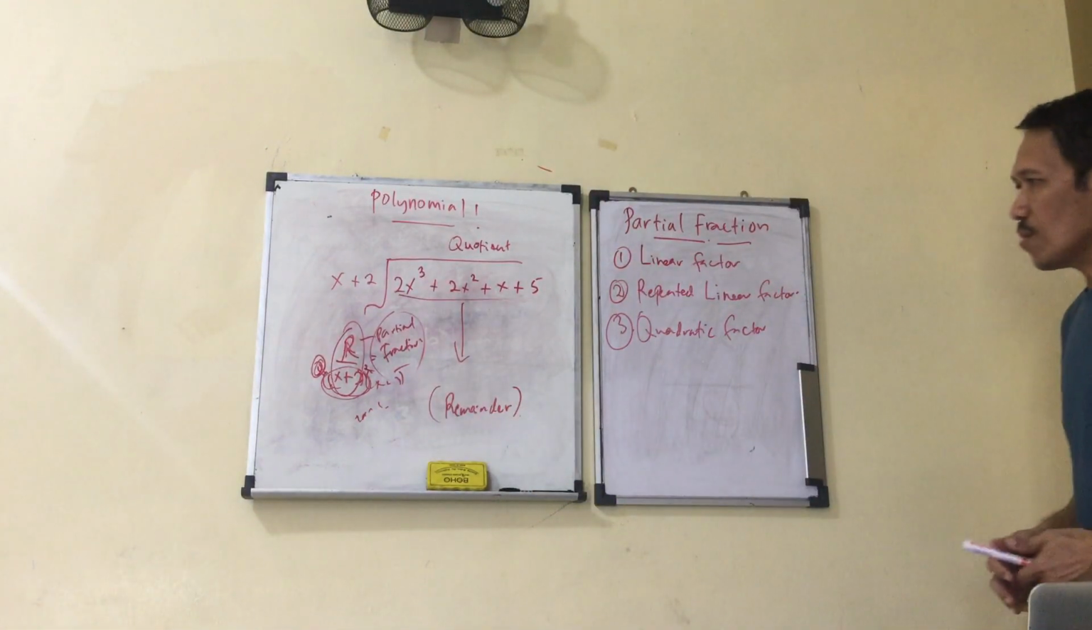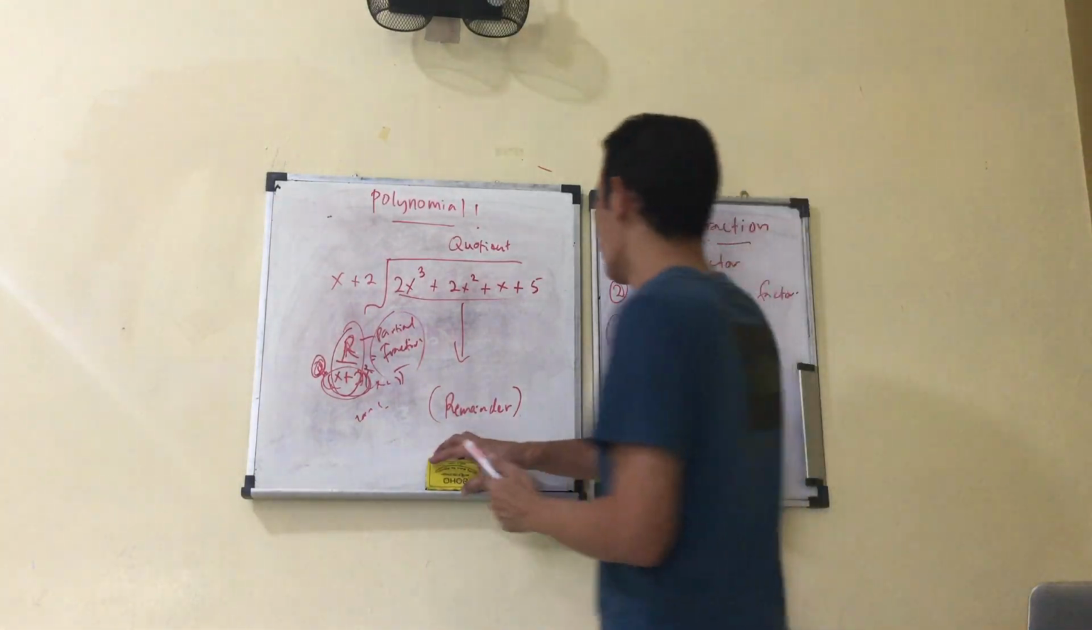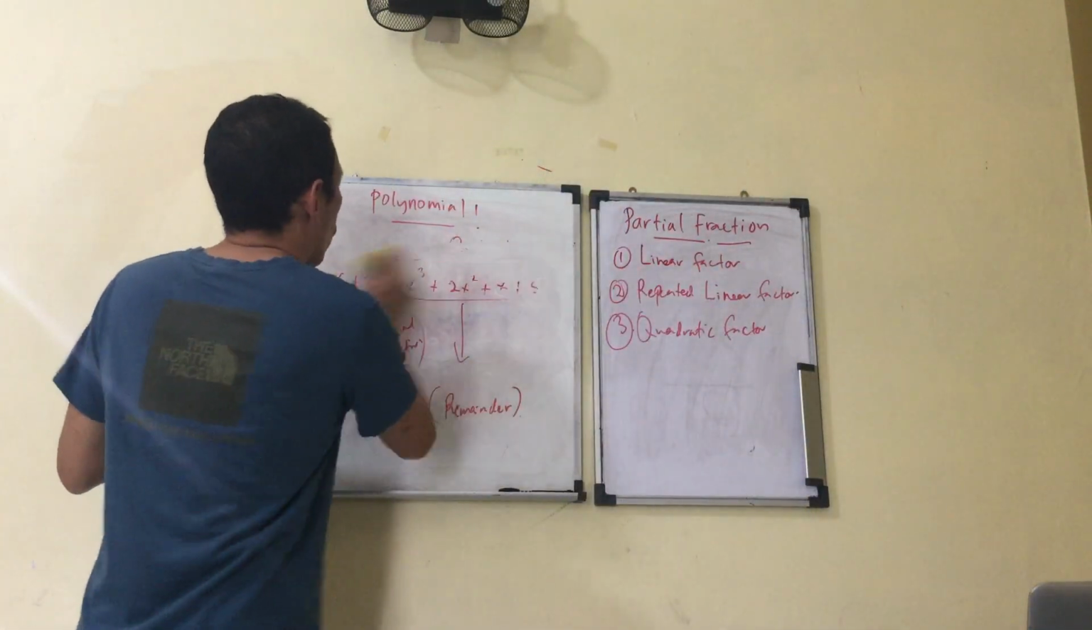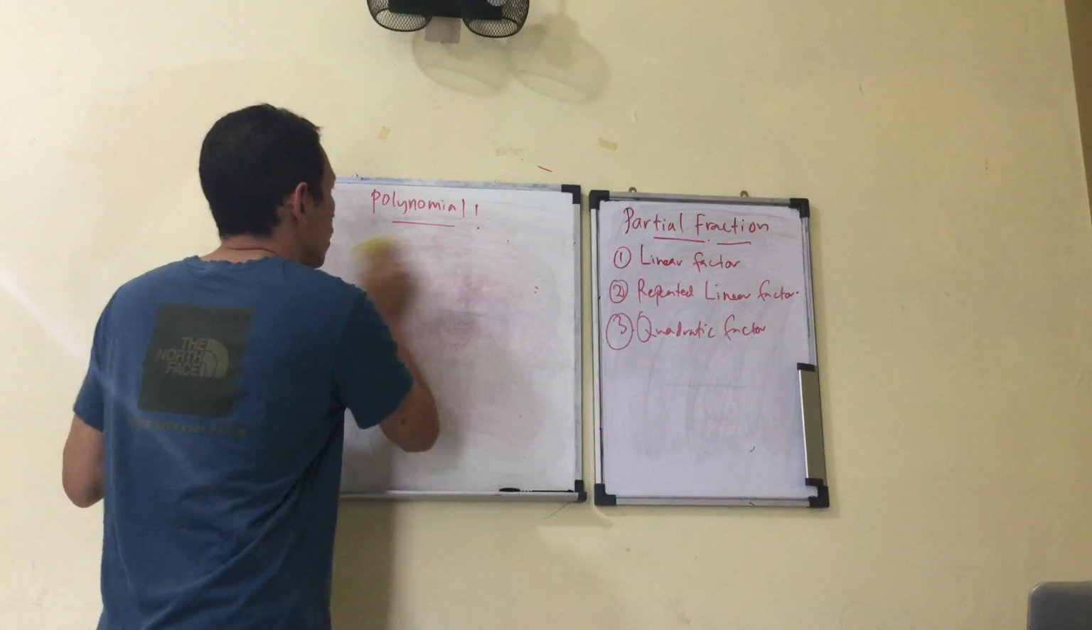Alright? Okay. So let's look at number 1, the repeated linear. What is the meaning of repeated linear?